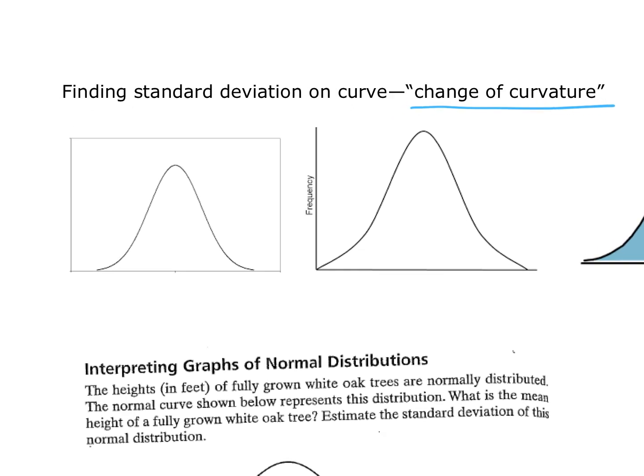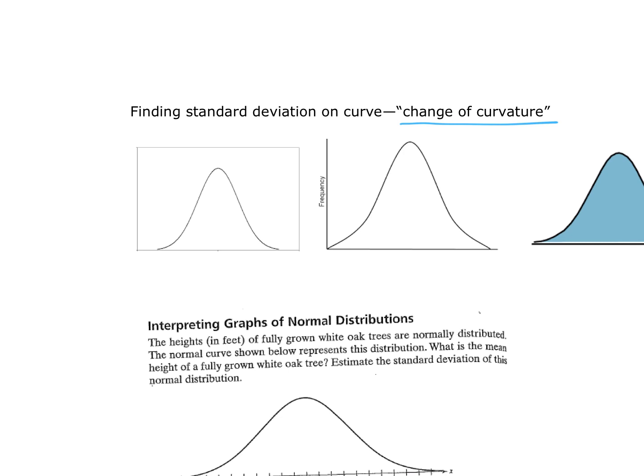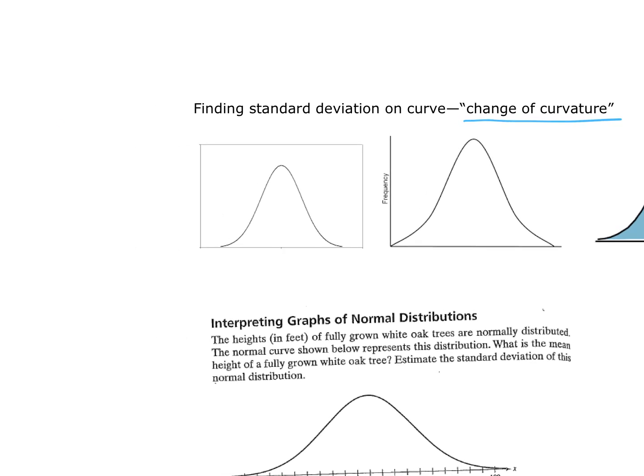The way I like to think about doing this is that we're always going to label where our mean is. And then we're going to draw a line going out from the mean out to where our change of curvature is, for our standard deviation. Change of curvature to show standard deviation. And I'll show you examples here in just a second.